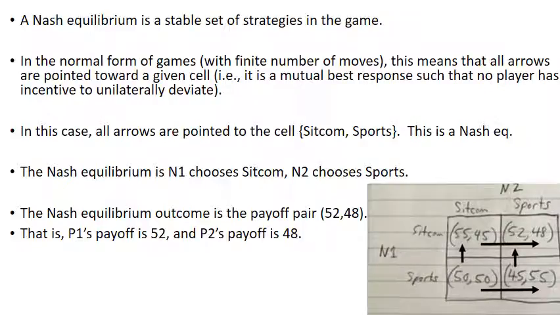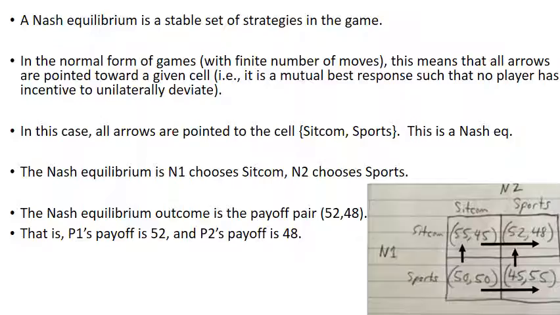In this case, all arrows are pointed to the cell sitcom, sports. This is a Nash equilibrium. The Nash equilibrium is network 1 chooses sitcom, network 2 chooses sports. And we obtained that through best response analysis. We did our arrows, we did our best response analysis for given beliefs about what the other player would do, and then we just found where arrows met. We found the cell in which arrows met, and we reported the strategies that are represented by that cell.